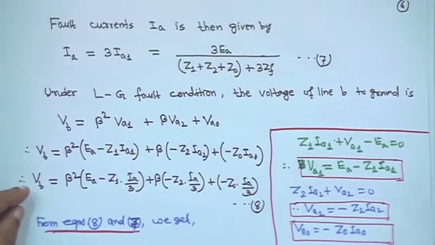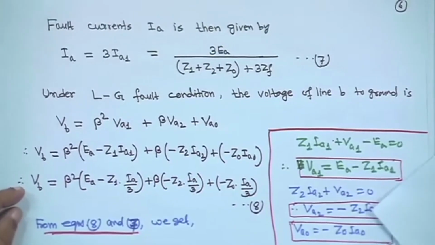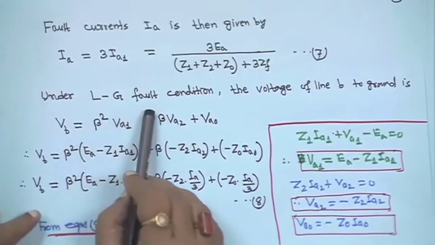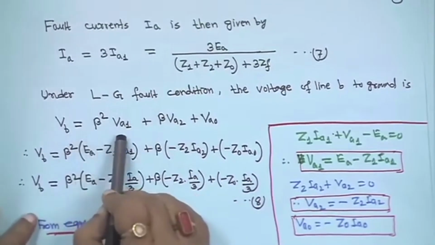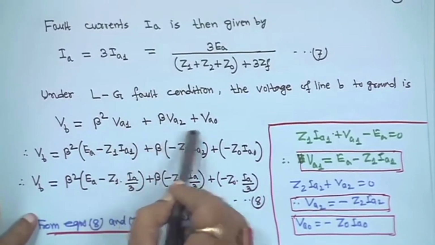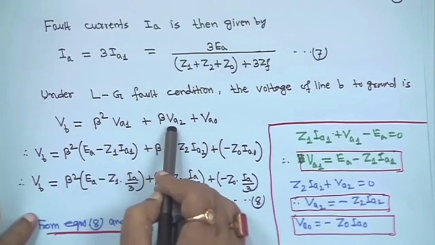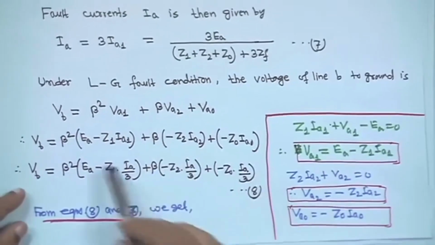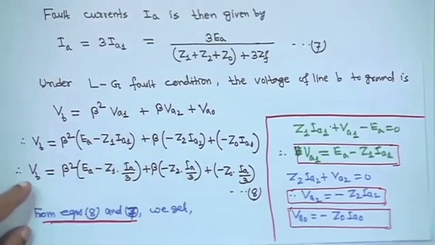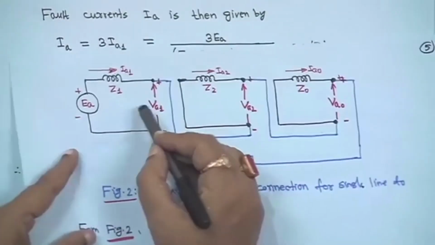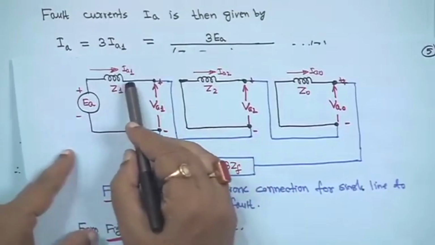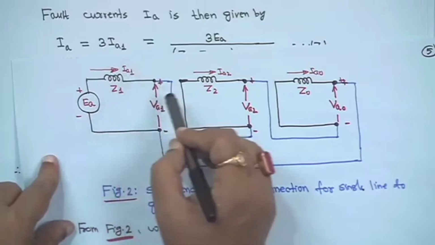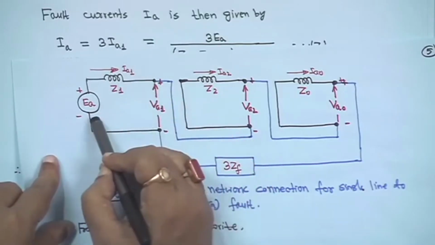Now, under LG fault condition, the voltage of line B to ground, VB, under line to ground fault, we know this expression: beta square VA1 plus beta VA2 plus VA0, where beta is equal to e to the power j120 degrees, which we have seen also. Therefore, from this positive sequence diagram, I am just telling from this diagram, Z1 IA1 plus VA1 minus EA is equal to 0.